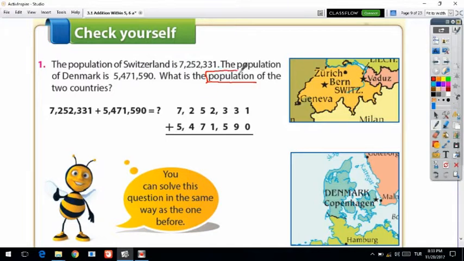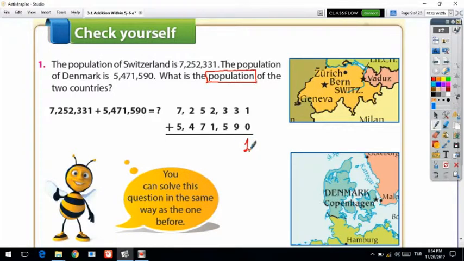So what is the meaning of population? First of all, I want to explain the definition of this word. Population means how many people. If you talk about a country, how many people we have in this country. If you talk about a city, how many people we have in this city. So how many people in the two countries means you add them. As you see, 7 million and 5 million. It is written in horizontal form, but if we write it in vertical form it will be easier.